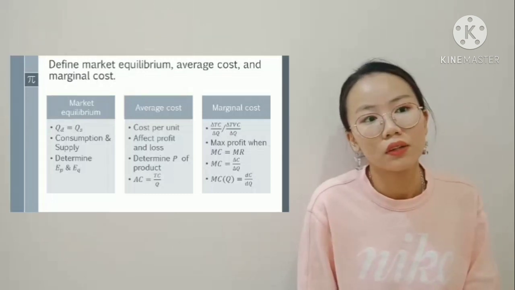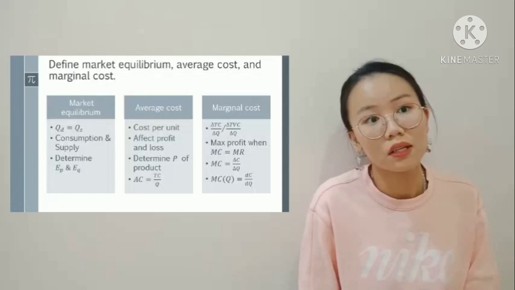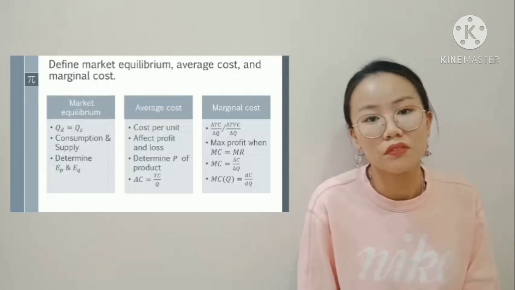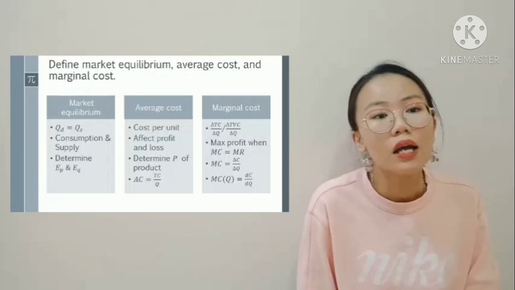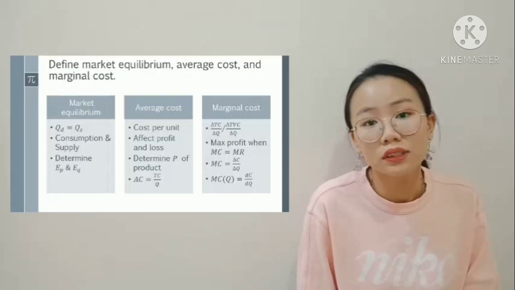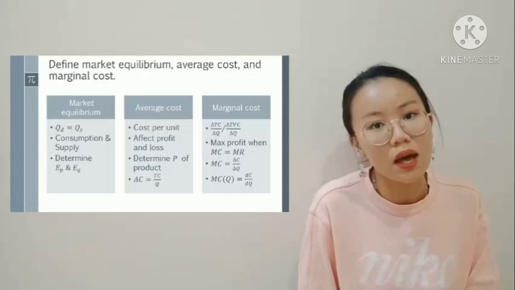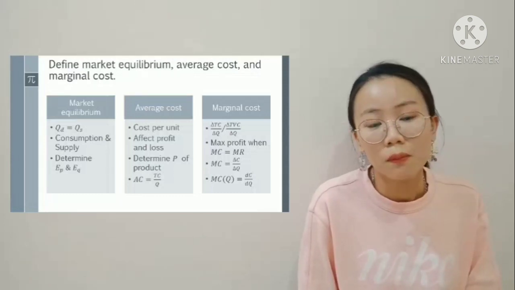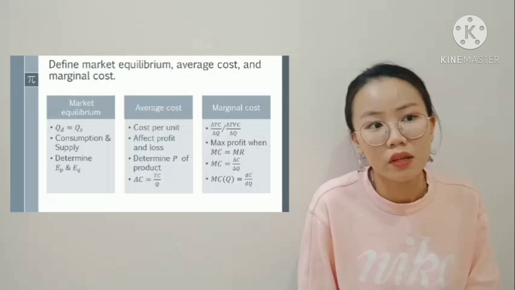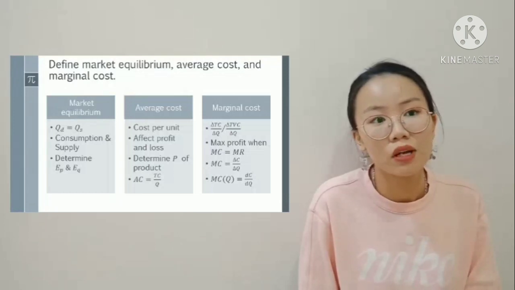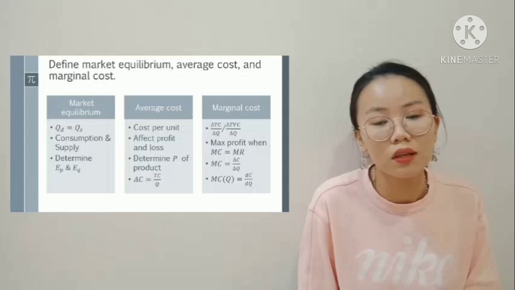The formula to calculate the marginal cost is by taking the change in the total cost divided by the change in the output quantity. However, if the cost function C is continuous and differentiable, the marginal cost, which is the MC, is the first derivative of the cost function with respect to the output quantity Q.